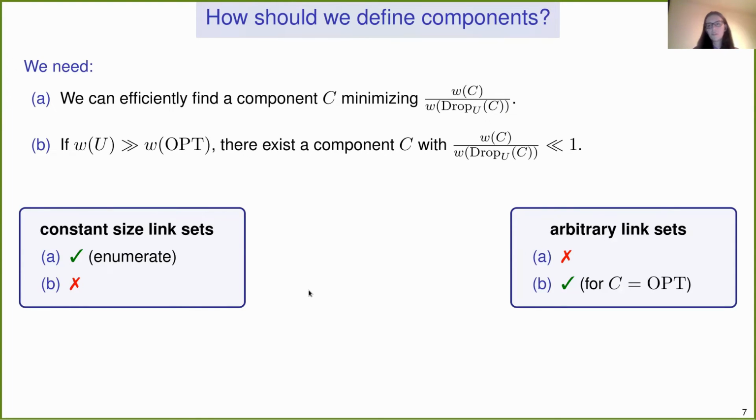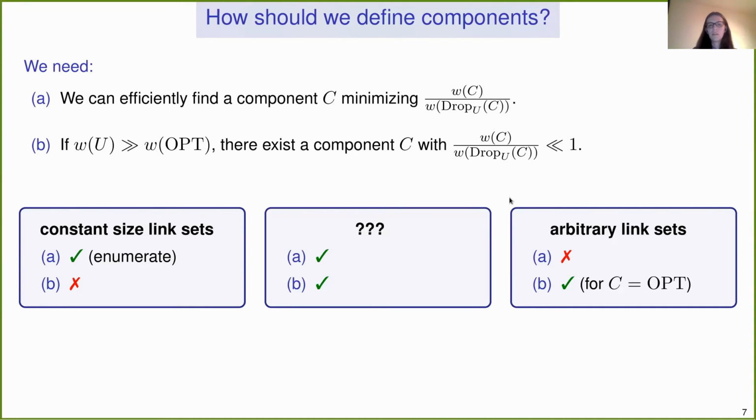Another natural choice at the other end of the spectrum would be, what if we just allow all arbitrary link sets as components? The nice thing is then property B becomes trivial, because we can always just choose as a component the optimal solution. Unfortunately, it's very unclear how we should then efficiently find the best component to pick next, and most likely that's impossible in polynomial time.